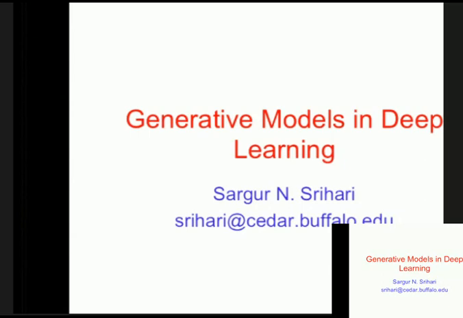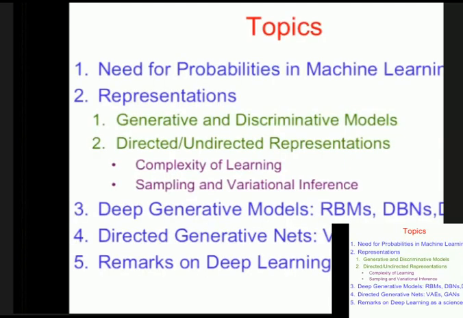There's been a tremendous amount of interest in these generative models in the last few years. The data set I showed is two years old, and the paper I showed was this year. So it's all very current work that's going on. Okay, so today's talk, I begin with the need for probabilities in machine learning. There are several needs other than generating distributions of faces and so on.